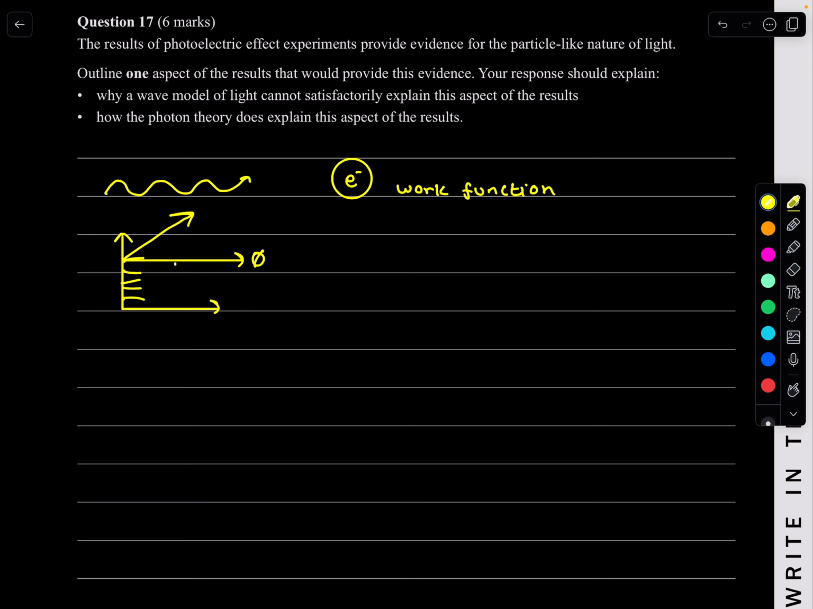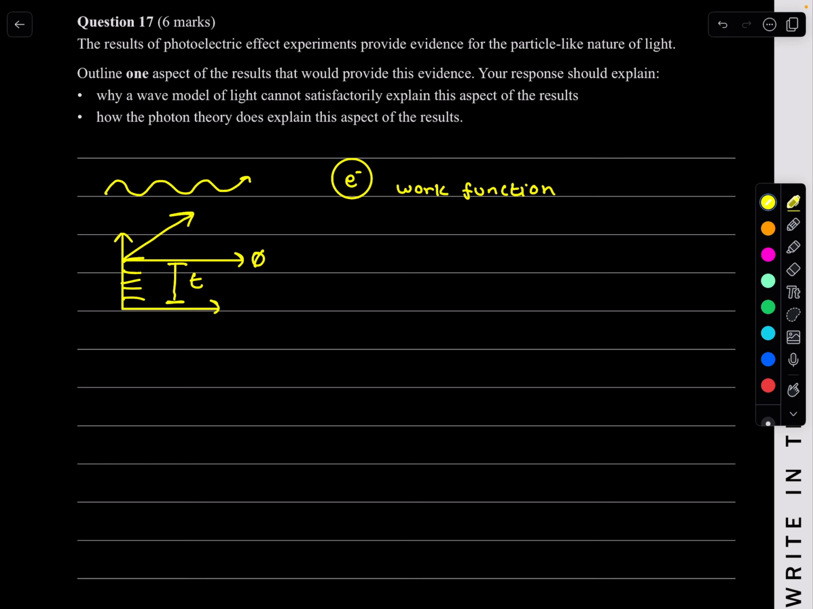So they believe that there should be a time delay, where the electron is absorbing enough energy to be emitted. But when they did the photoelectric effect experiment, that wasn't true. They didn't see any time delay. There was no time delay, and that's why the wave model fails to predict that.